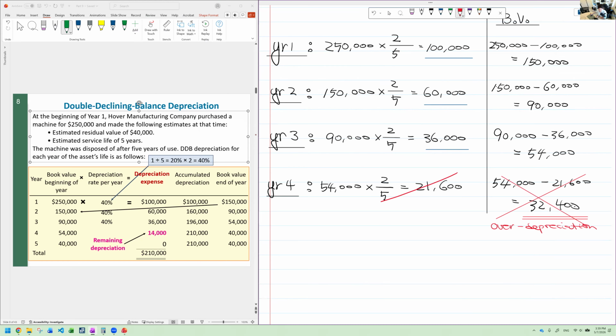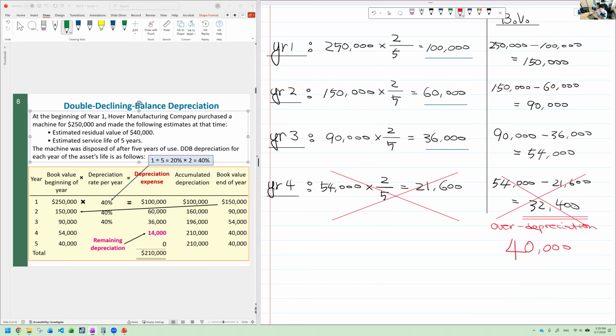Even though you followed the formula to calculate the amount of depreciation, when you over depreciate the asset, you are going to completely disregard your calculation. Okay. Then what do we do at this point? We are going to substitute this book value with the residual value. Okay, so we are going to say that at the end of year 4, the book value will decrease to $40,000, which is the residual value.